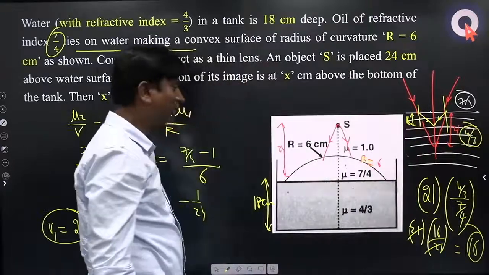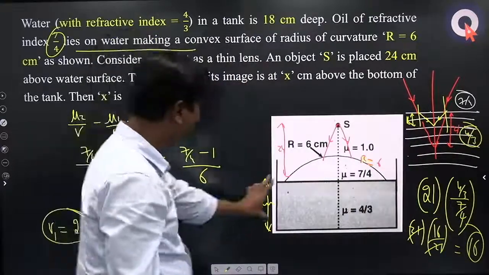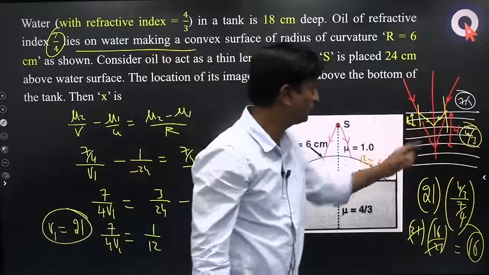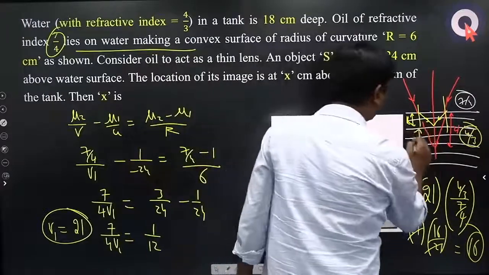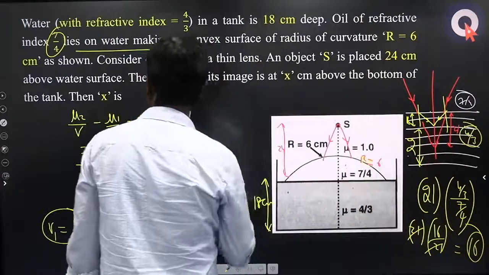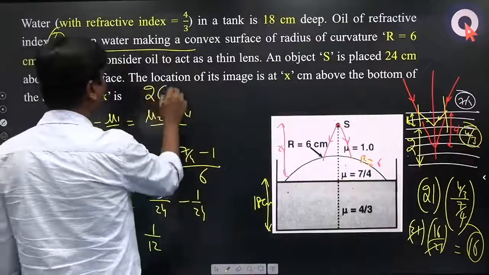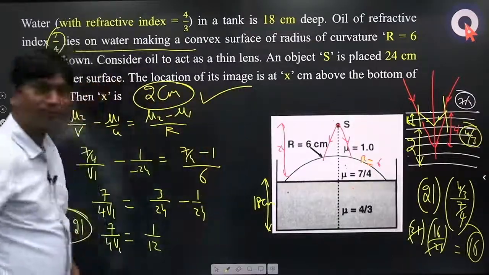But they're asking from the bottom. So already this depth is 18. So from here you got 16, which means the remaining will be 2. So the answer is 2 centimeter. That will be the answer.